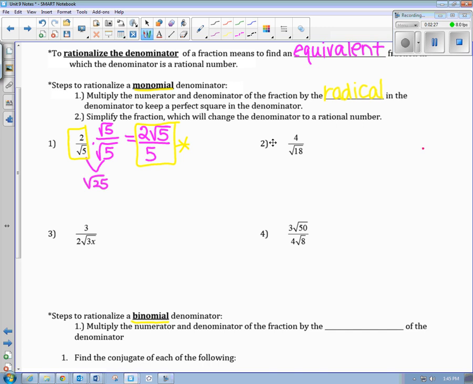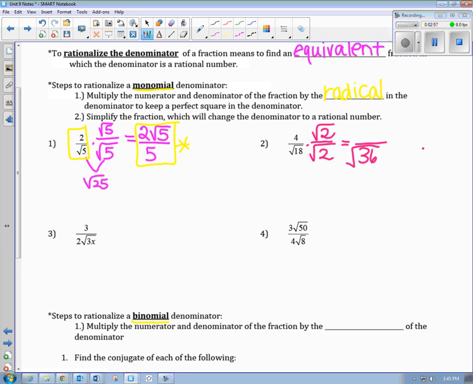in question number 2, I can see that I have a radical 18. One of my options is to multiply both top and bottom of this fraction by radical 18, but in this case, I'm going to take a little shortcut because I know that if I multiply 18 by 2, I get 36, and 36 is a perfect square. So I could multiply by radical 18 over radical 18, or I can take a little shortcut if I know my math facts and just multiply by radical 2. Either way, you get the same answer.